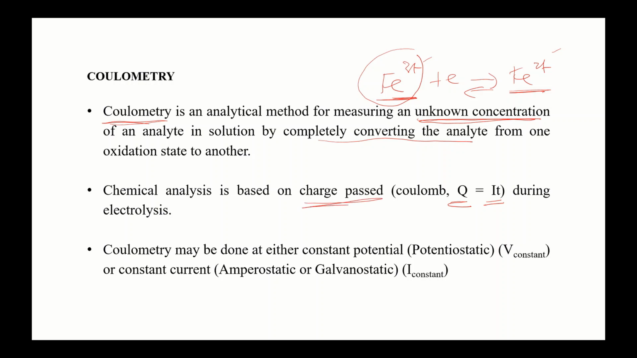So coulometry may be done at either constant potential, we call it potentiostatic, or V constant. So you just have a constant potential during the electrolysis process, or you also can use amperostatic, also known as galvanostatic. Static means you keep it constant. In this case, amperostatic is ampere, current, or I constant. So there are two sub methods, either using potentiostatic or amperostatic.